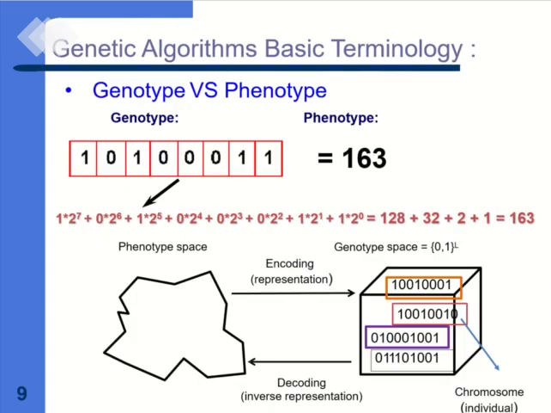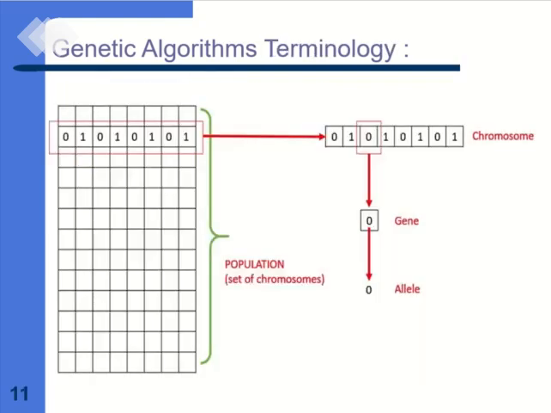The genotype, as we discussed, is made of bits, 0 and 1, and can be converted to the phenotype. So the phenotype can be encoded to the genotype, and the genotype can be decoded, in inverse representation, to the phenotype. Here is a simple schematic diagram showing the population, that is a set of chromosomes, and one of this set is called the chromosome, and one cell is called the gene, and the value of the gene is called the allele.